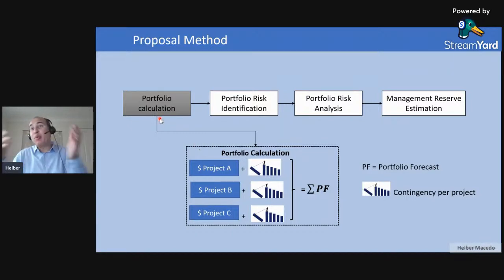So how is the methodology to calculate the management reserve? Here's a proposed methodology that I'm sharing with you, and it is in the book as well. First, I need to calculate my portfolio forecast. I need to calculate the cost that I'm planning for project A, project B, plus project C. This portfolio forecast will be the first input and should include the contingencies for each project. The portfolio forecast is a summary of all the project budgets plus the contingencies for each project.